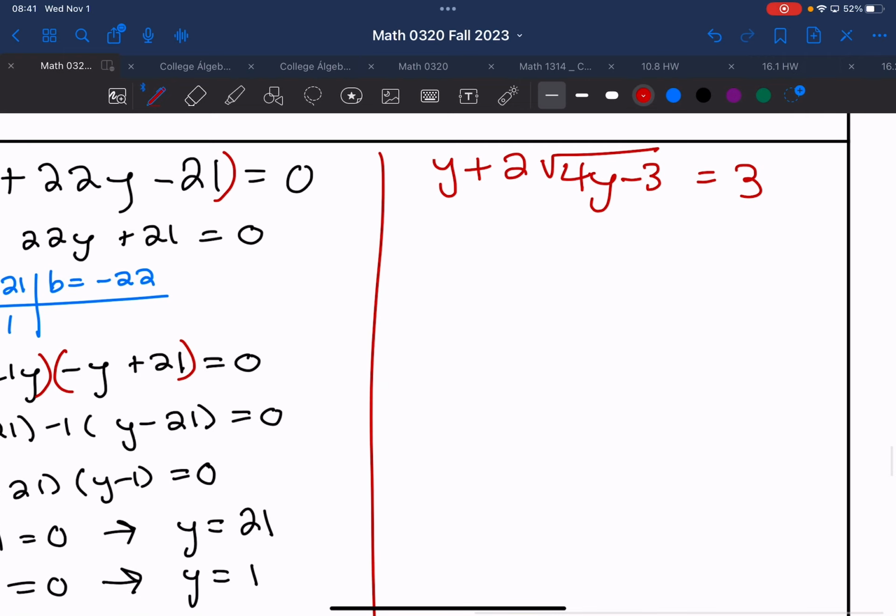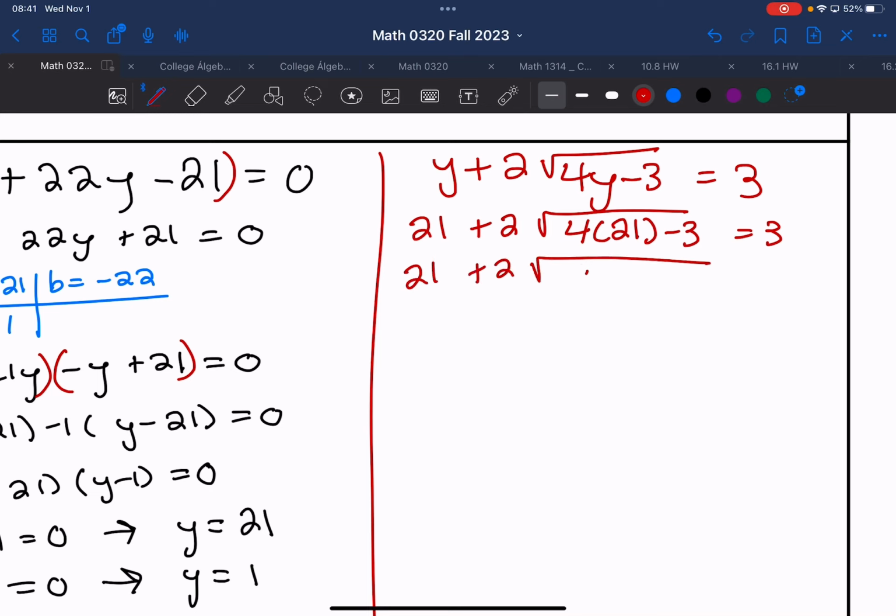So first I'm going to plug in 21. So I have 21 plus 2 square roots of 4 times 21 minus 3 equals 3. All I did was plug in 21 in for y. And now I simplify. So 4 times 21 gives me 84. So this is 21 plus 2 square roots of 84 minus 3 equals 3.